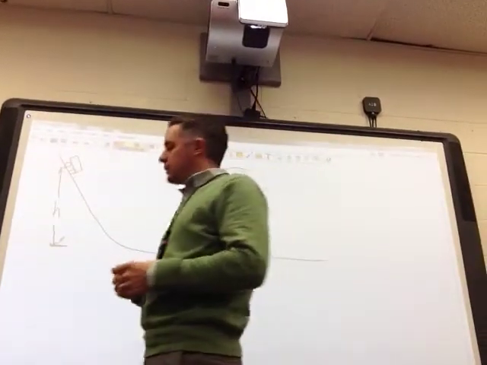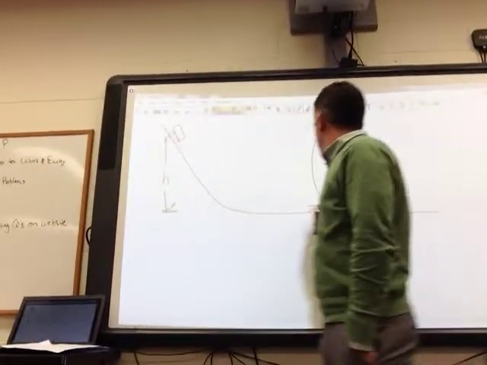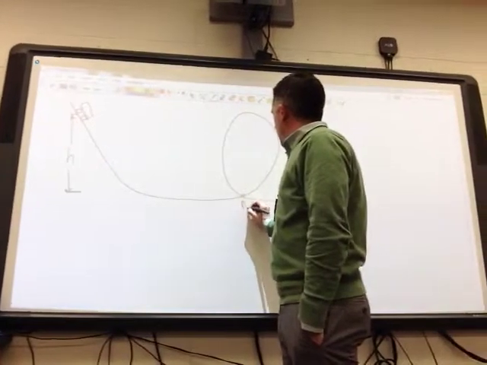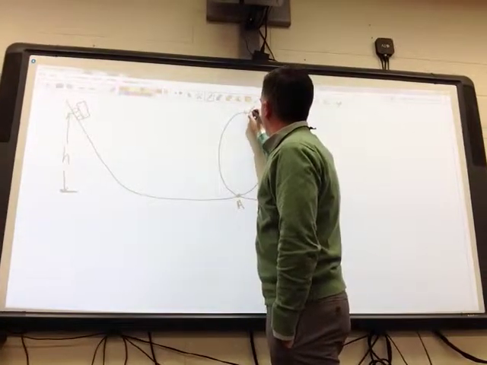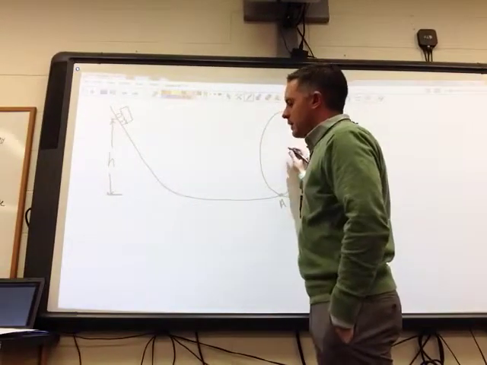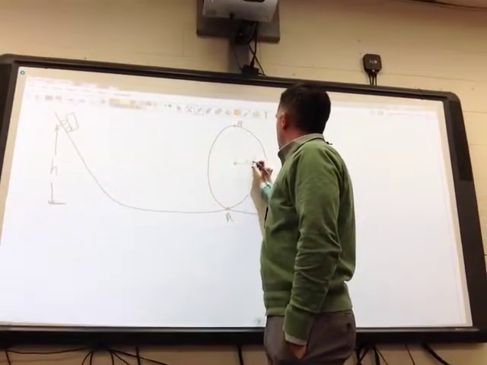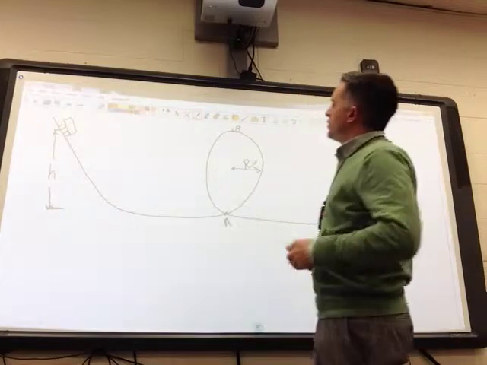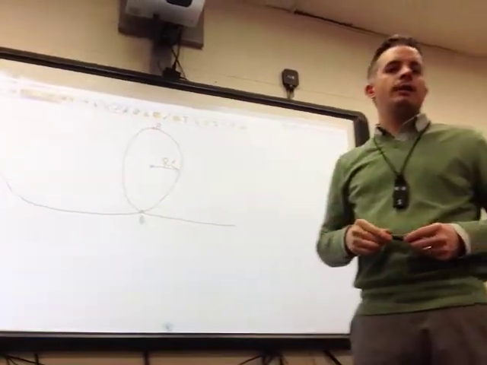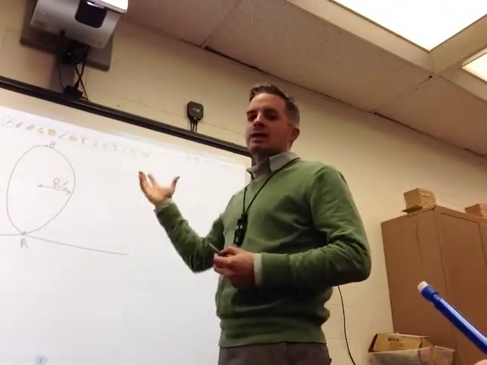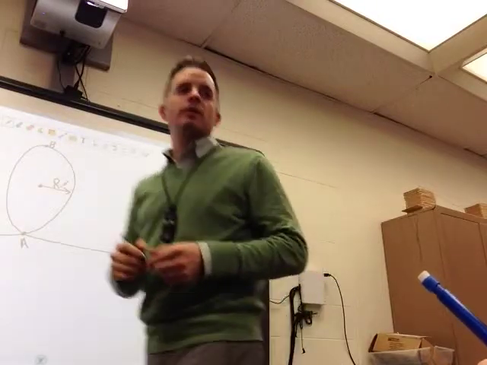I've got this roller coaster. And I have point A. I'm going to label a couple points, point A and point B. Even though my drawing doesn't show it, it's a circle that has a radius of r. My loop-to-loop has a circle that has a radius of r.